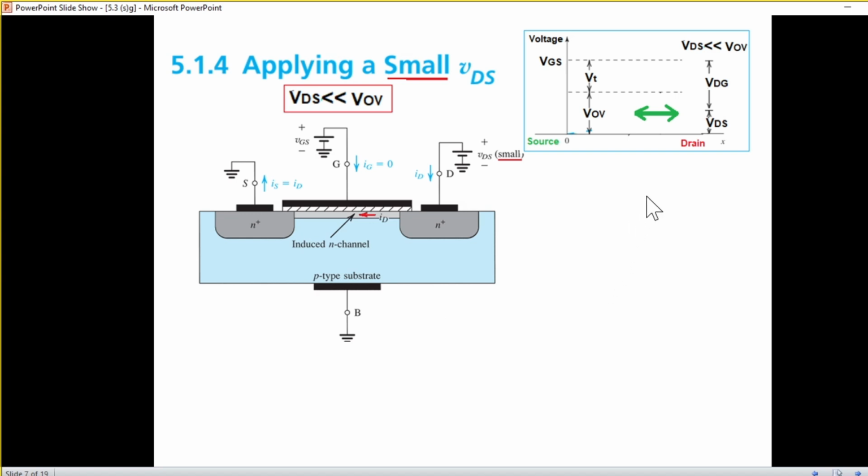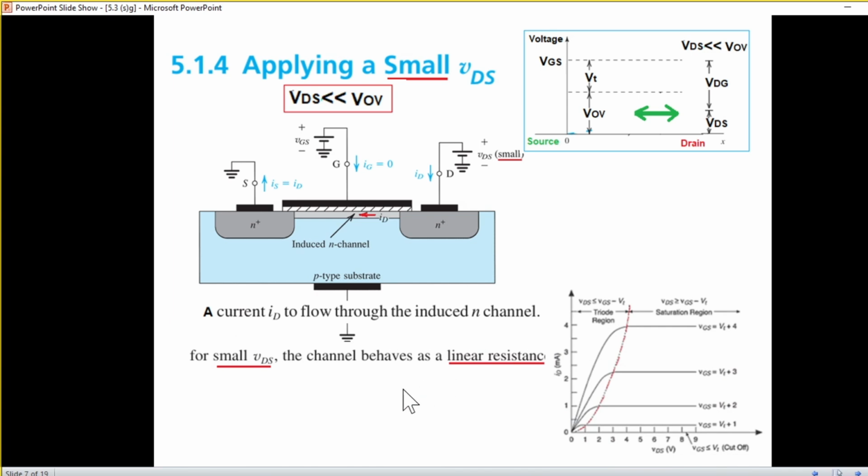Next comes our first condition, that VDS is much less than VOV. That means we have just applied a very small voltage here. VDS voltage is very small. So what will happen is that the current ID will start flowing through the induced channel. And for a small VDS, the channel behaves as a linear resistance.